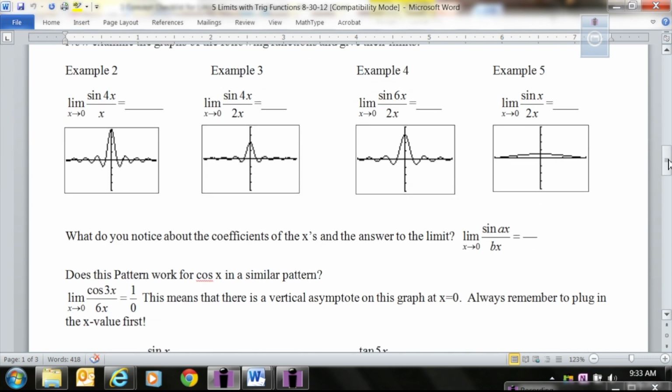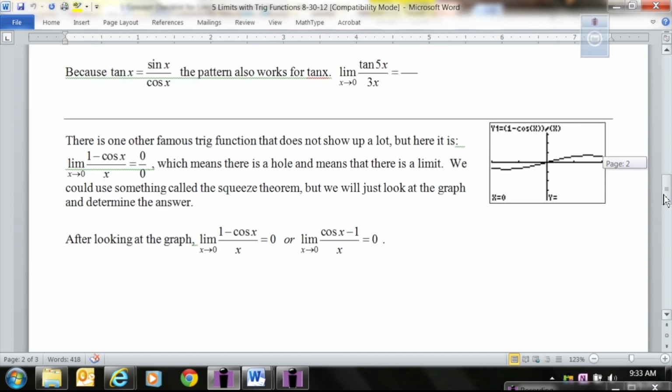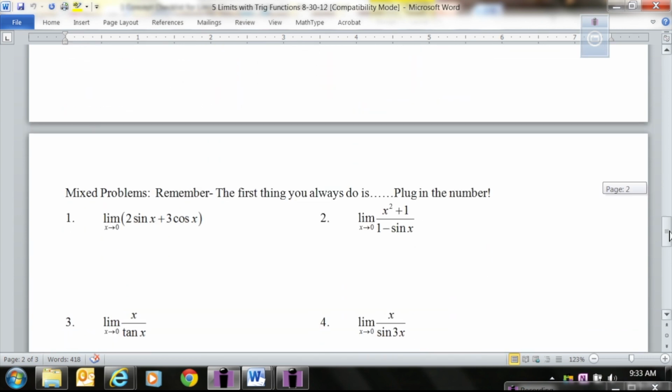So here is a worksheet that actually goes through and gives them the graph. If they don't have graphing calculators at this time, you can still do this exercise. But if they do have graphing calculators, it's a good time to practice. It tries to get them to see the pattern, and they should come up with all the patterns and be able to work these problems afterwards.